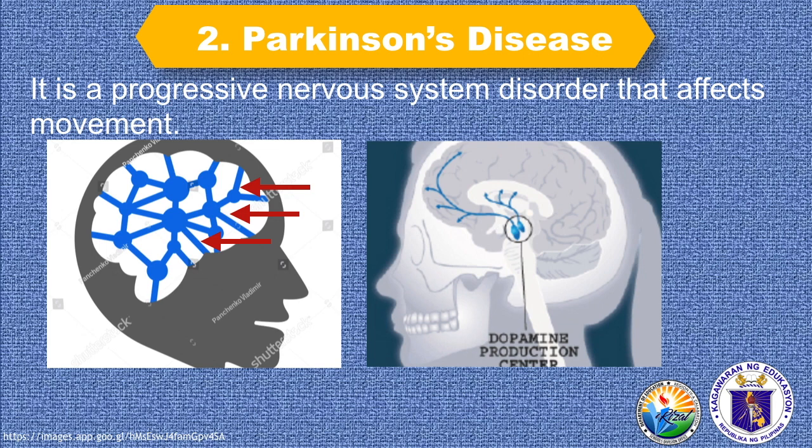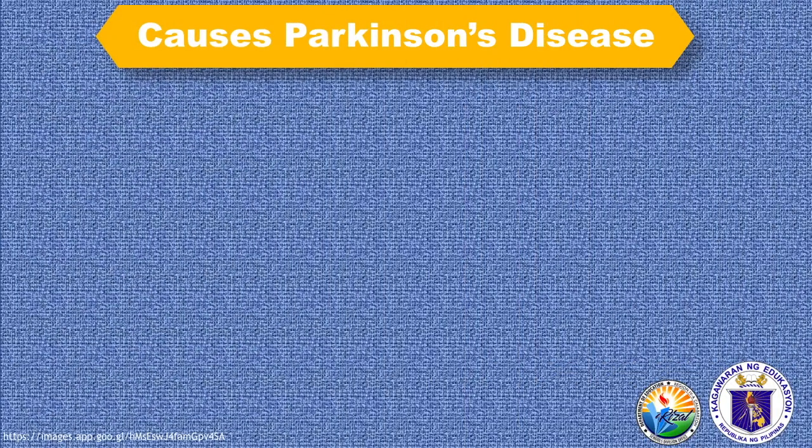Many of the symptoms are due to loss of neurons that produce a chemical messenger in your brain, which we call dopamine. So when dopamine levels decrease, it causes abnormal brain activity, leading to symptoms of Parkinson's disease. So, what are the causes of Parkinson's disease?